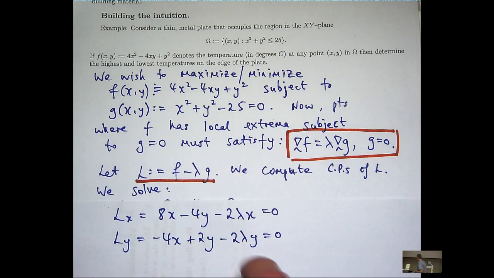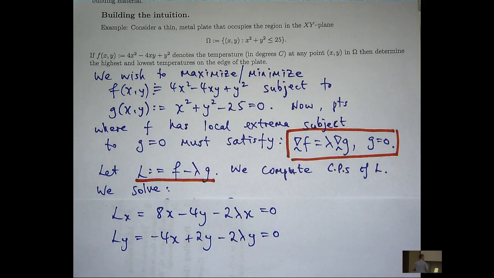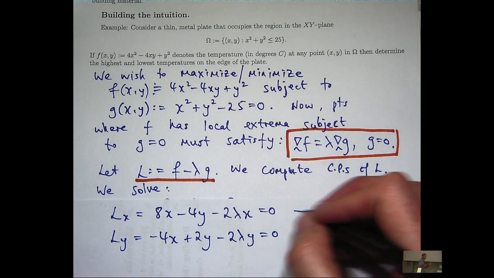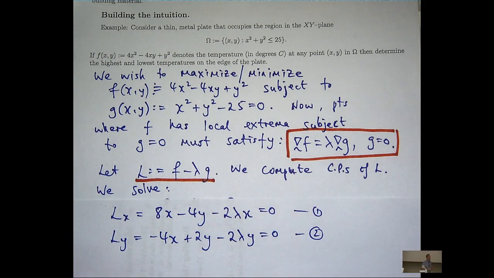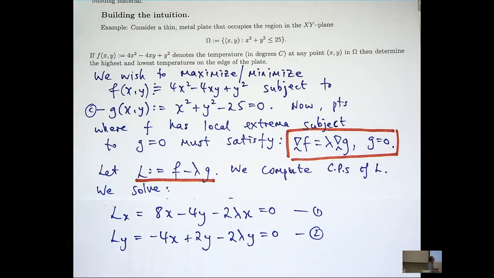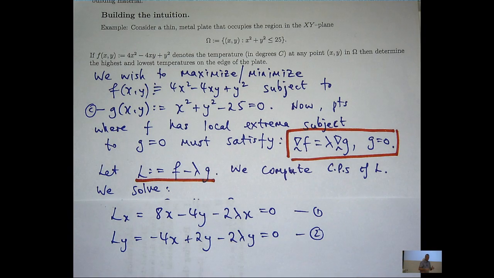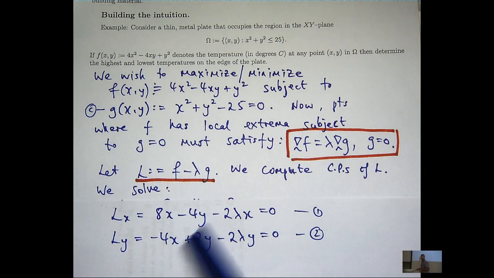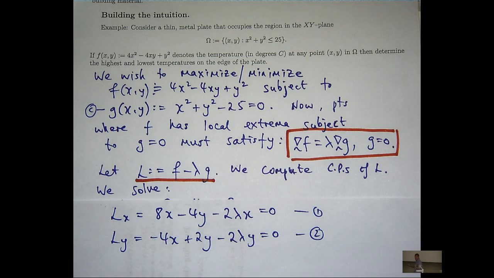G equals 0, this, and this. So let's call the constraint equation C. Now what we would like to do is somehow solve 1 and 2. Well, I can eliminate these terms here just by adding 2 times this equation to this equation.